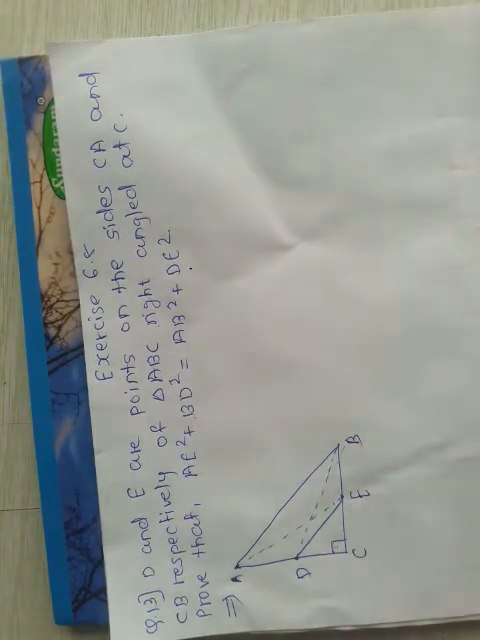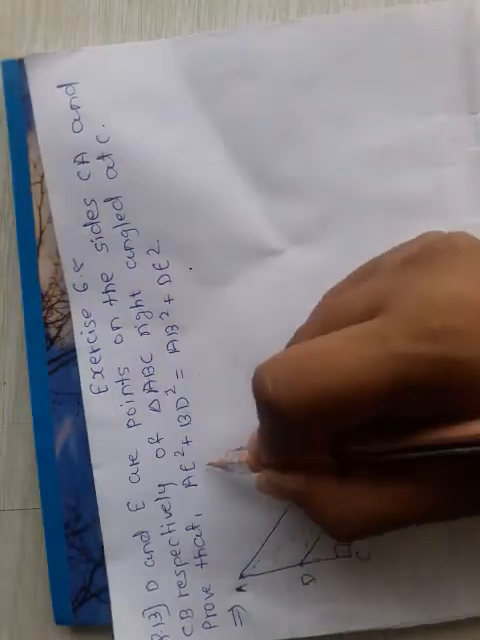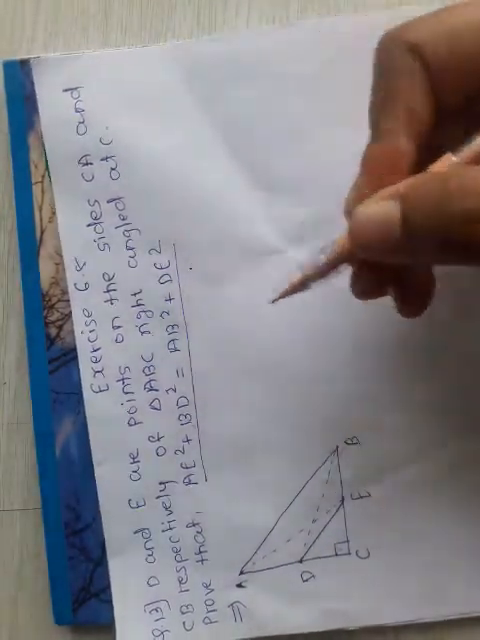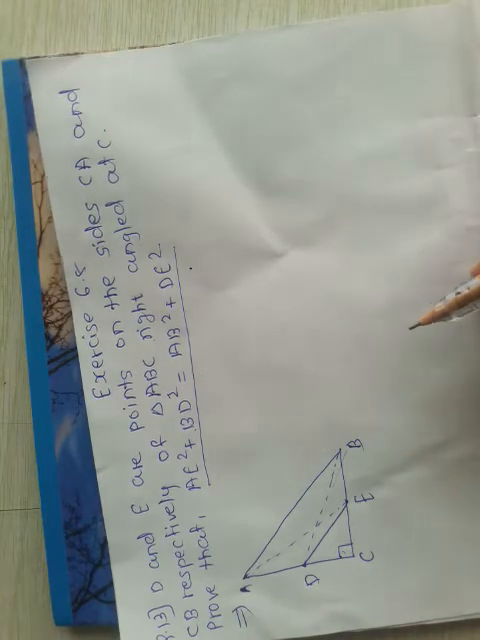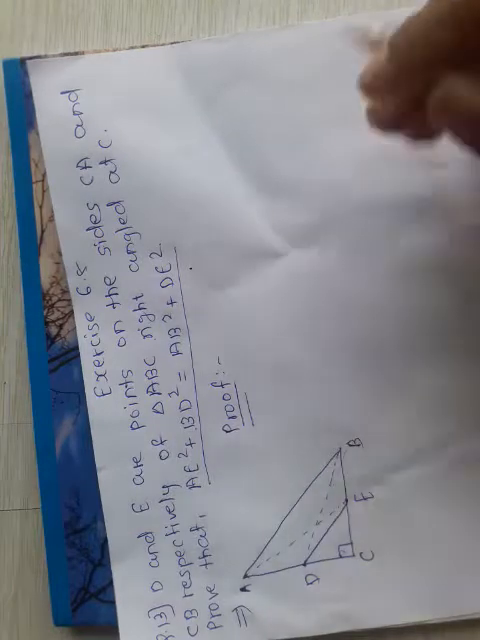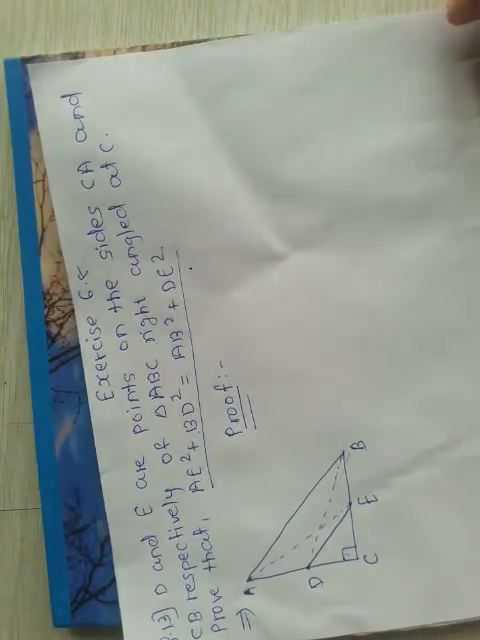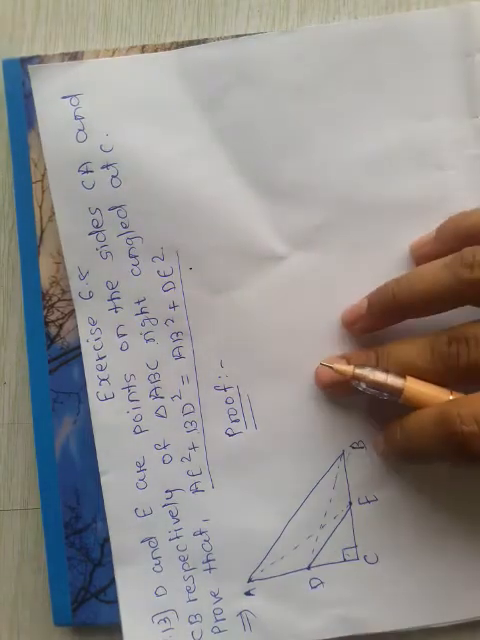So what is given? D and E are points on the sides AC and CB respectively of triangle ABC, right angled at C. What we have to prove, that also we have to write. To prove: AE square plus BD square is equal to AB square plus DE square. So we are directly starting the proof. Given and what we have to prove, that you have to write. So what is the proof?